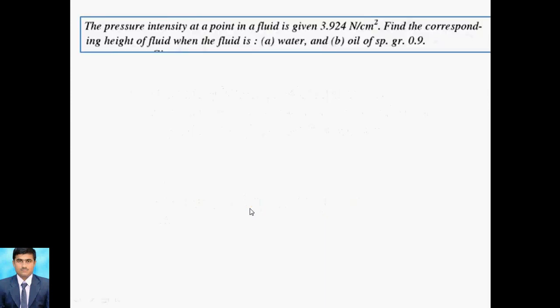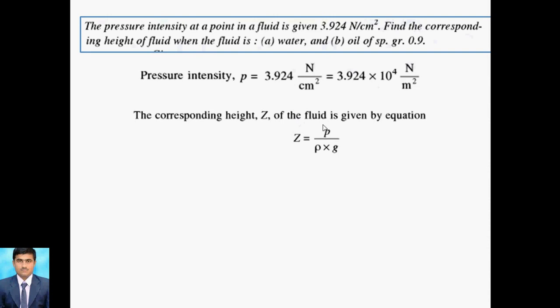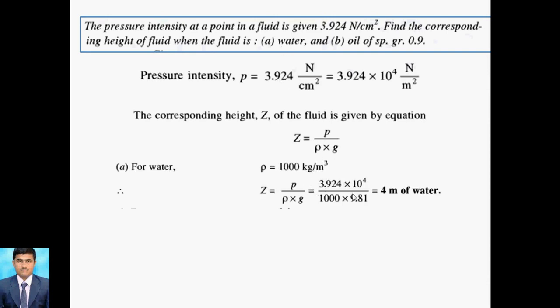Okay, so here we find the corresponding values of height for water and oil. The pressure given is 3.924 Newton per centimeter square, so I can write 3.924 into 10 to the 4. Then z is equal to P by rho g. We put the relation for P. Rho for water you can take as 1000, g is 9.81. That is for water. Similarly for oil.